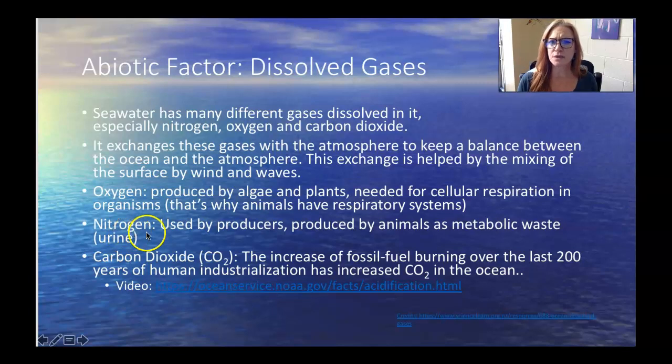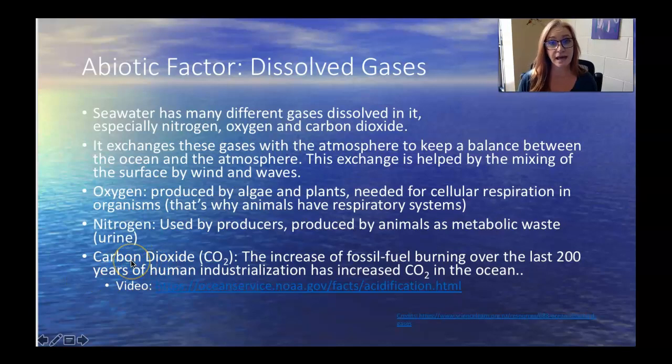Nitrogen, also a very important substance. It is used by producers. That's the algae, the plants, the kelps, the macroalgae. It's used by producers to lock in the sugars into their tissues after they've produced them in photosynthesis. And then nitrogen is produced by animals as metabolic waste. It's urine. That's what comes out in urine. It's nitrogen. It's a toxic substance to tissues in animal bodies. So it is what our kidneys filter out, or flame cells in invertebrate animals, or metanephridia and nephridia filter that out and get rid of it so that it doesn't harm tissues.